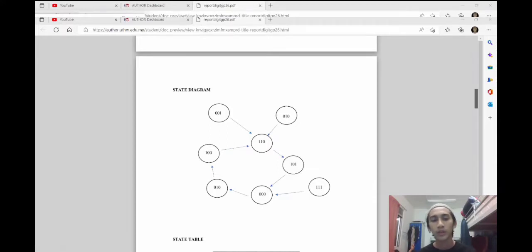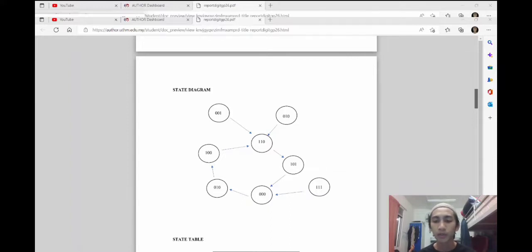Okay, for our digital project, I will be presenting about task A, which is the state diagram. For the first one, we have 001 will go to 110, and then 010 will also go to 110, and then from 110 it will go to 101, and then it will go to 000.